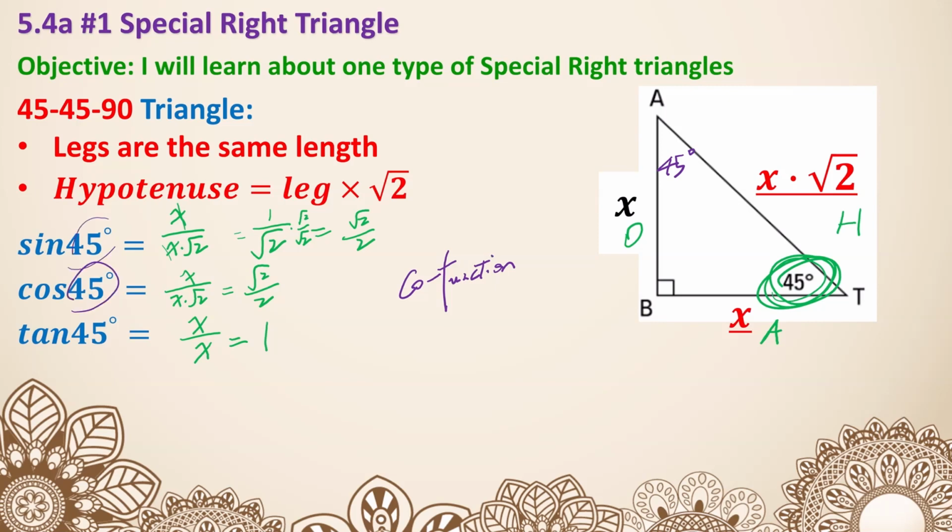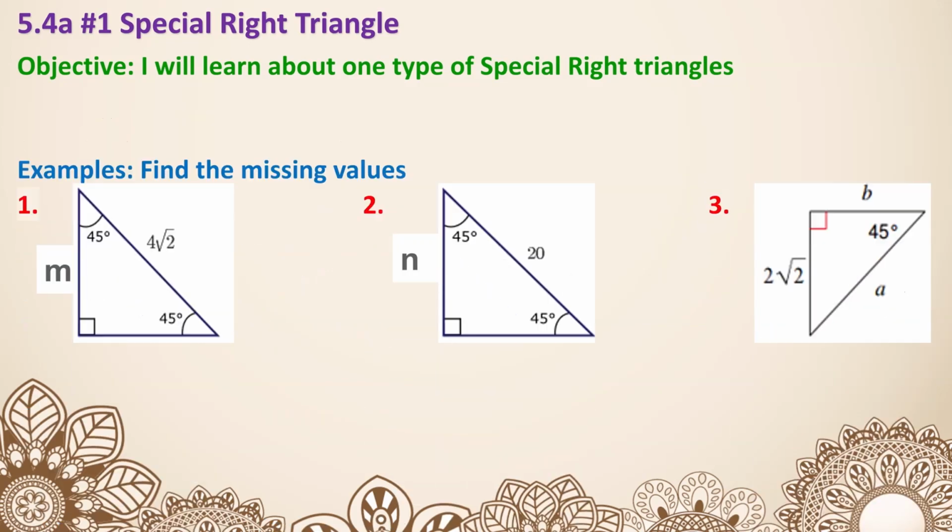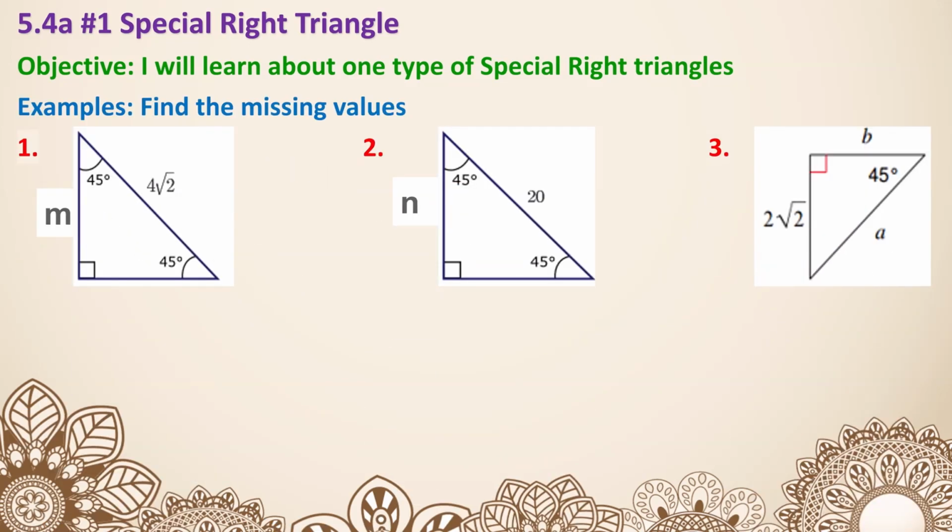The 45 and 45 degrees make up 90 degrees. That's why the sine and the cosine are actually going to be exactly the same. So now we're going to use these little features about the 45-45-90 triangle to solve some examples. Example 1. The hypotenuse is given, and the hypotenuse is the leg times square root of 2.